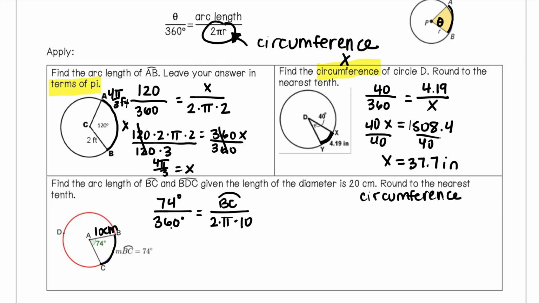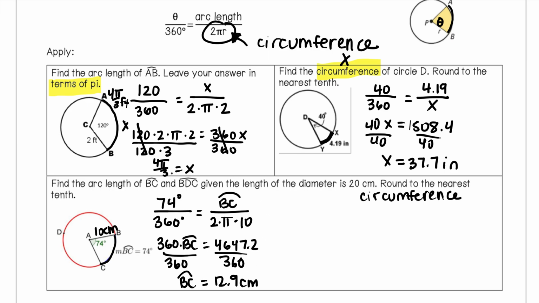So we're going to multiply all this out. That leaves us with 360 times the arc length of BC equals 4,647.2. We'll divide by 360 on each side, so the arc length of BC is equal to about 12.9 centimeters. And again, this is arc length. We're talking about the distance, so we just put centimeters there.